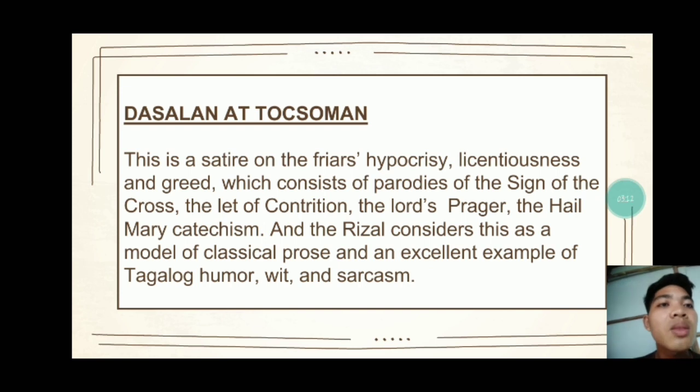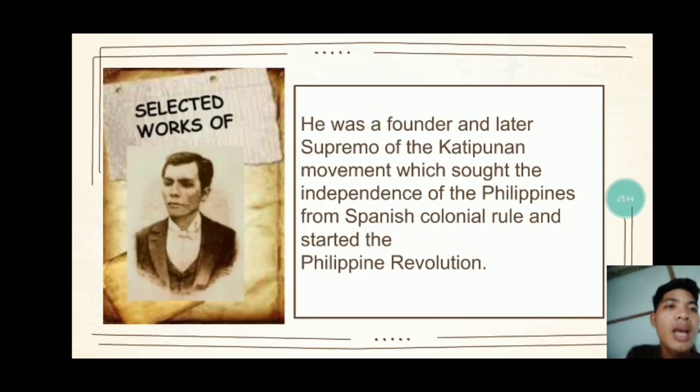So next, the Dasalan at Tocsohan. This is a satire on the friars' hypocrisy, licentiousness, and greed, which consists of parodies of the sign of the cross, the act of contrition, the Lord's Prayer, the Hail Mary, and the Catechism. The result considers this as a model of classical prose and an excellent example of Tagalog humor, wit, and sarcasm.